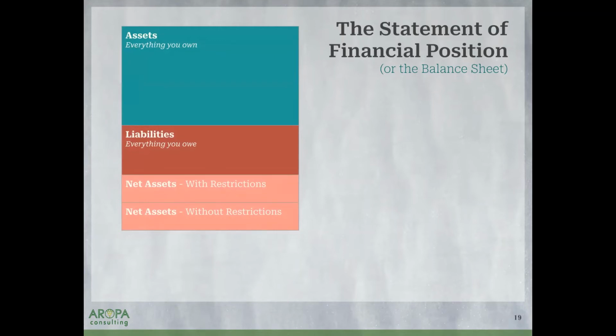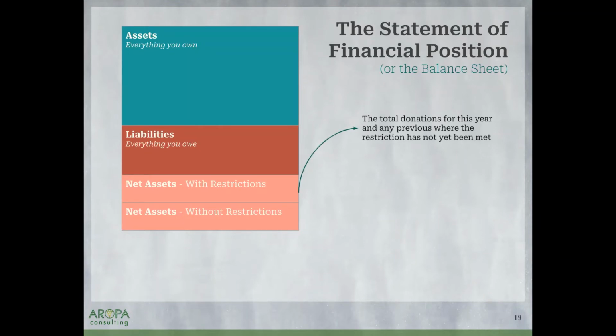So assets, as I mentioned, are everything you own, and everything that is owed to you. Liabilities is everything you owe. And then you have your net assets, so our net assets with restrictions and our net assets without restrictions. That's your statement of financial position. There's more detail in it, right? How much is in your banks versus how much do you have in cash? How much do you have in inventory on hand?